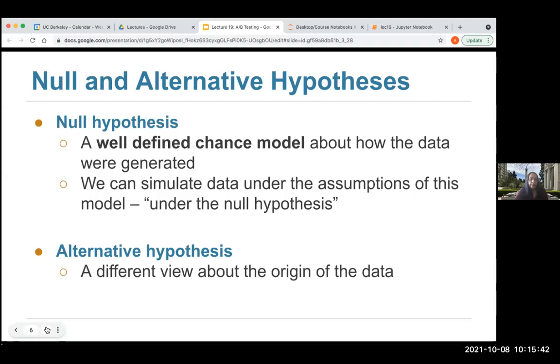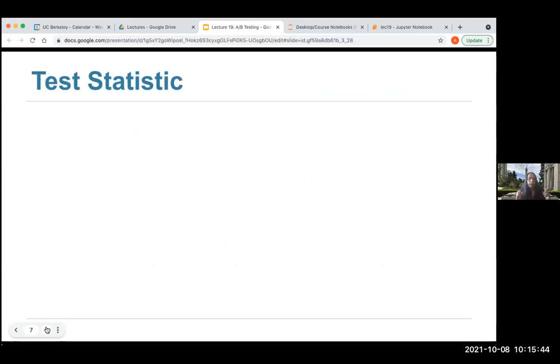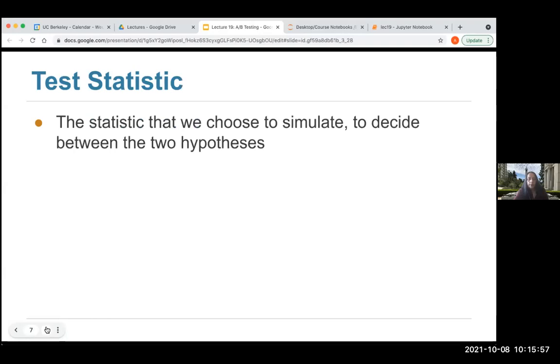And so what do we do then? We decide on something to measure that will help us decide between these 2 hypotheses. That is called a test statistic. It is a quantity that we will calculate based on our data that will help us decide between our 2 views of the world.